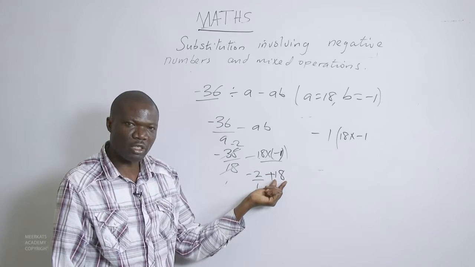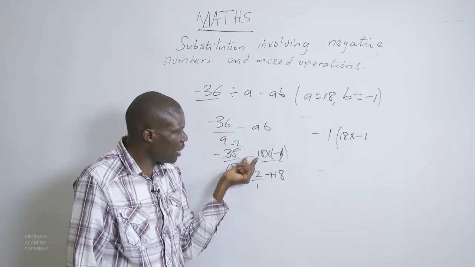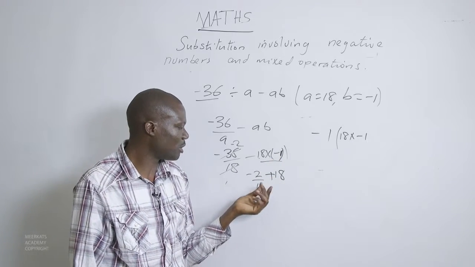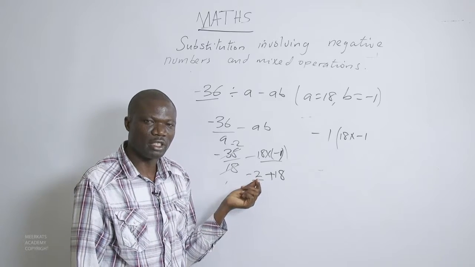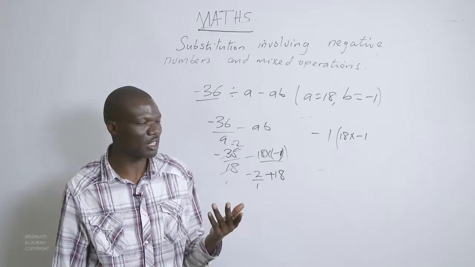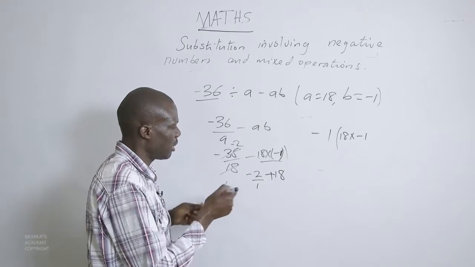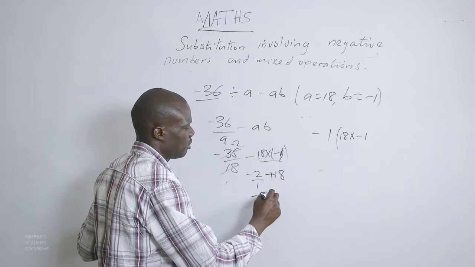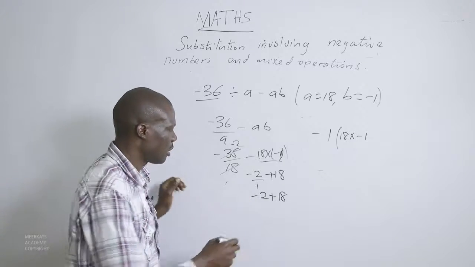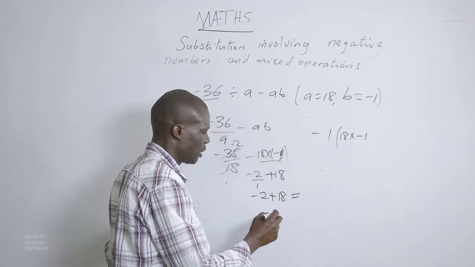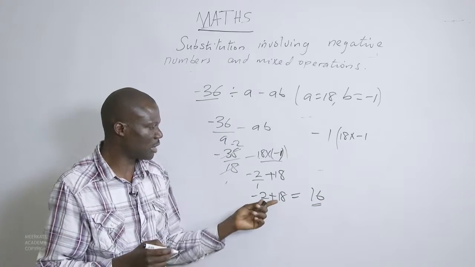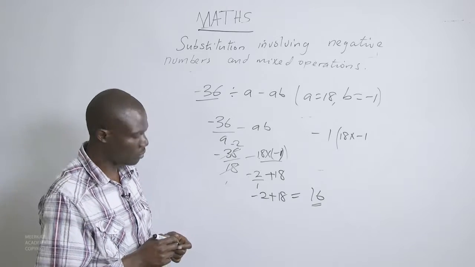Now, it has changed to be positive. Why? Because a negative and a negative gives us a positive. That's why we have a positive. And minus 2 here over 1, we said 1 below there is insignificant, so we shall just remain with our answer as minus 2 plus 18. Minus 2 plus 18. And when you simplify further, this is equivalent to 16. That is 18 minus 2.